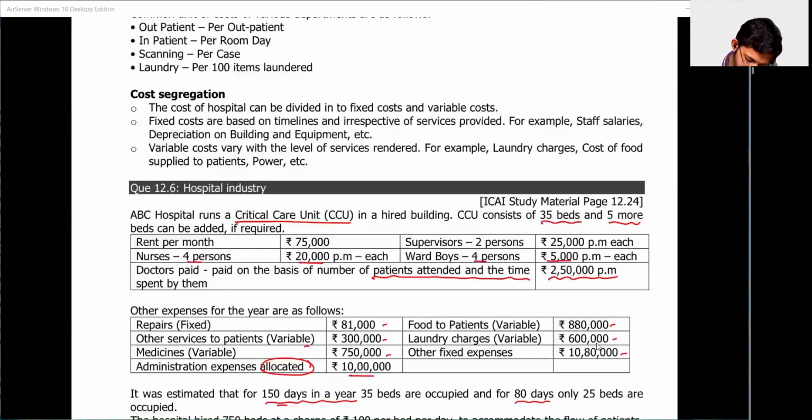Now, what next? When you talk about the other things, supervisor salary and all, it is going to be fixed. Rent is going to be fixed. Nurses fees, then ward boys, all these things are fixed. Now, why did you take doctor's salary as variable? Because it is based on the number of patients attended and the time spent by them. So we are considering it to be variable.